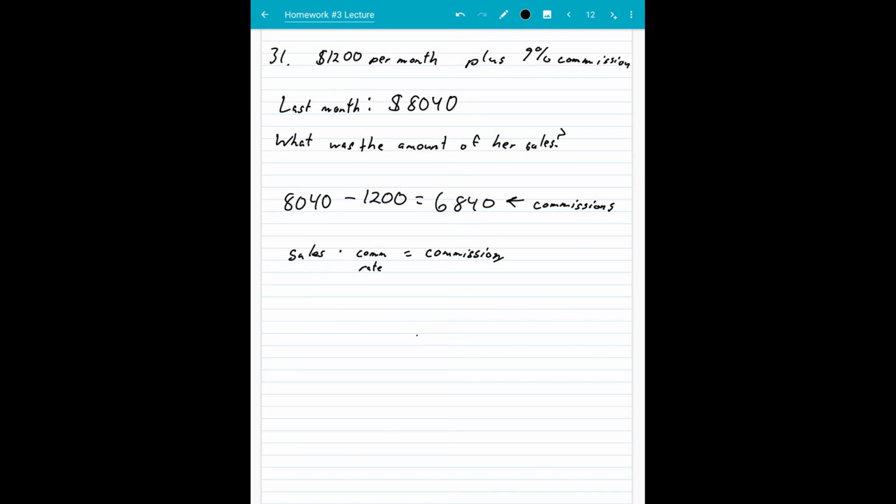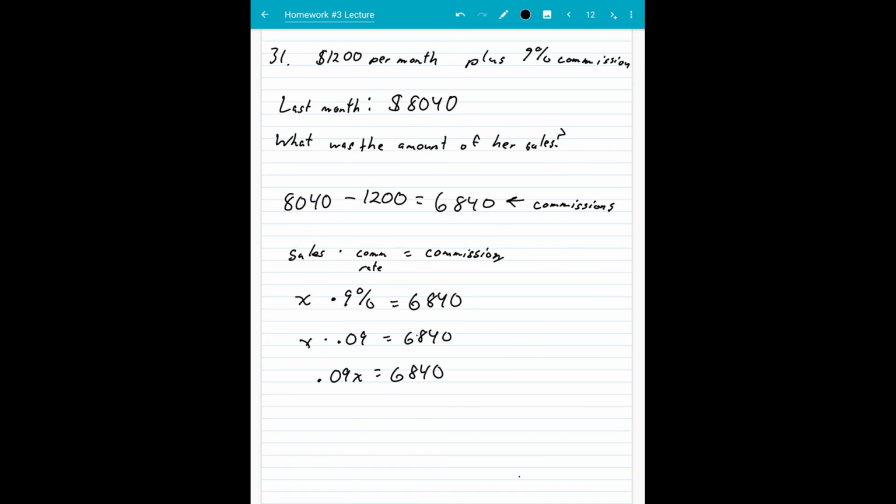So what we currently have in this formula right here is we have the commission, which is 6840. We have her commission rate, which is 9%, and then we don't know her sales, so we'll call it X. 9% as a decimal is 0.09. And 0.09 times X, we can just rewrite as 0.09 times X equals 6840.